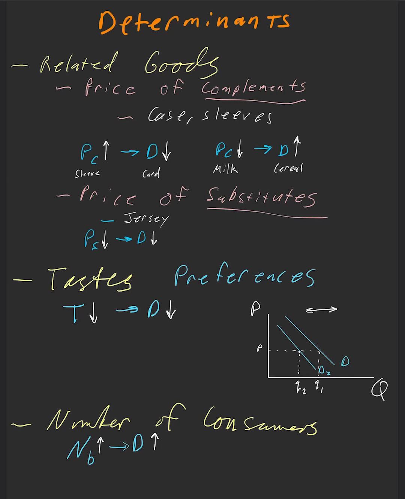You go to the store, you have a slight preference for Coca-Cola, but you see the Pepsi's on sale for 50% off. That might be enough to induce you to buy the Pepsi, so your demand for Coke goes down.